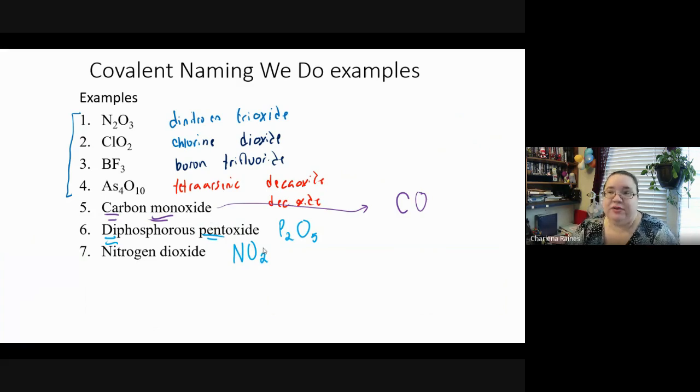But don't get a little prefix happy. Only covalent compounds have those prefixes, and that's it. They're the only ones that get the prefixes.